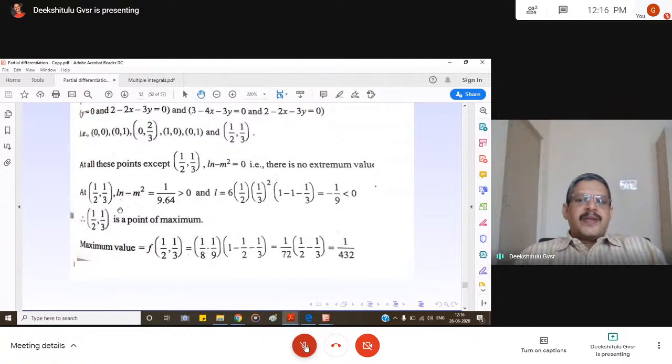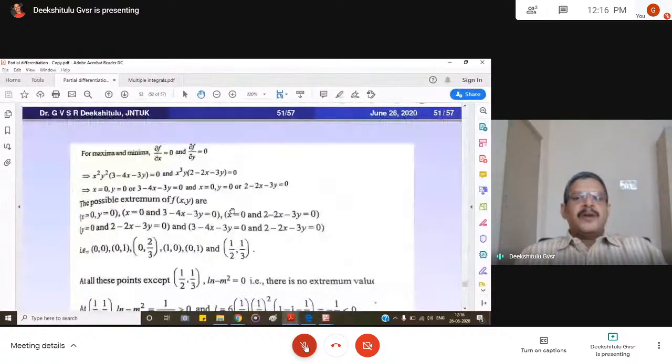But at this point, what is happening? If you find ln minus m square, this is 1 by 9.64, which is greater than 0. And also calculate L at this point, it is less than 0. So ln minus m square greater than 0 and L less than 0 means we get a maximum value of the function at this point, and the value is obtained by substituting this point in the given function. Okay, that's how we do this.